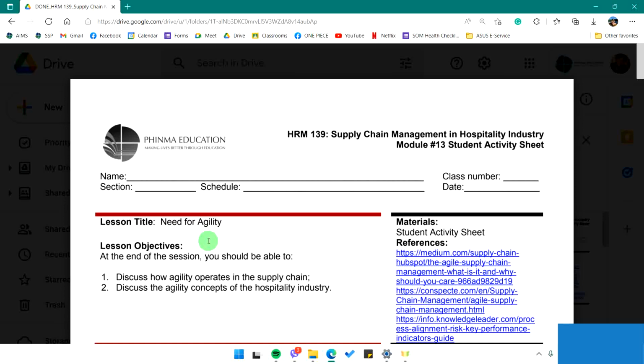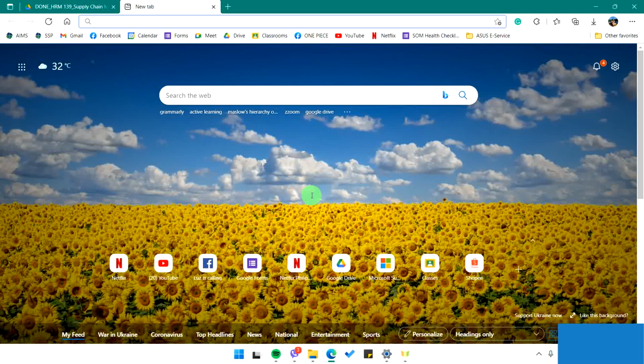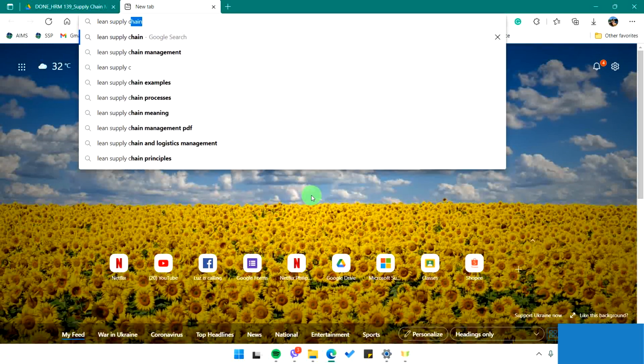So with that being said, we'll try to talk about module 13, 14, and 15 sa subject natin, HRM 139, Supply Chain Management. So let's start. First, I have to let you guys know that we have two types of supply chain, and itong two types of supply chain management na ito, they are highly customizable, pwede niyo siyang i-configure according to your necessities or preferences. Pero there are basically two types of supply chain, and that is the lean supply chain and the agile supply chain.